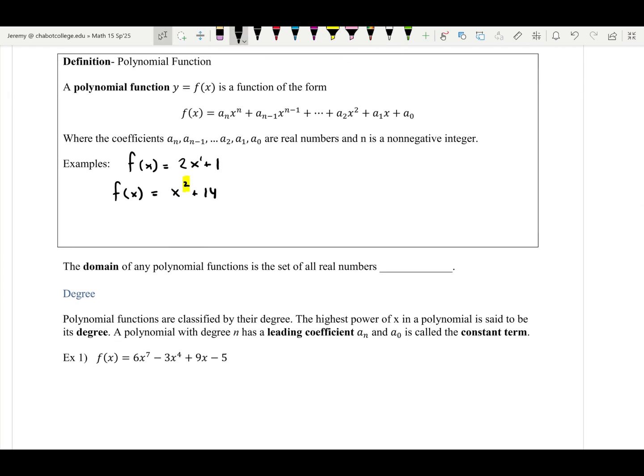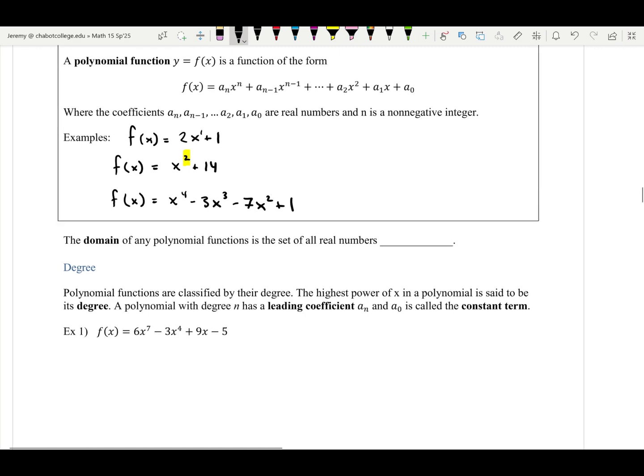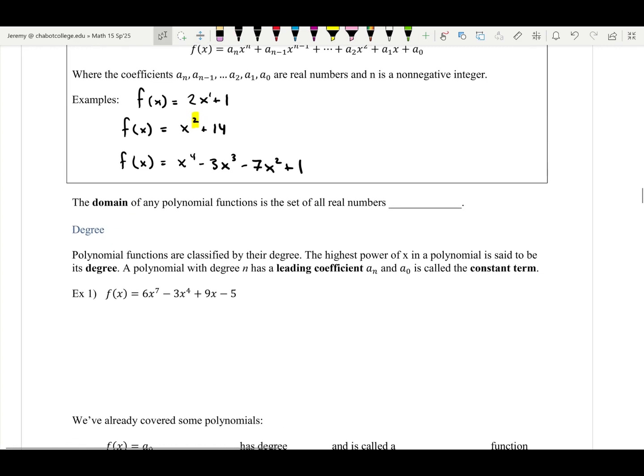And then we'll also see higher degree polynomials. So last little example, things like this: x to the fourth minus 3x cubed minus 7x squared plus 1. This is a fourth degree polynomial because the highest power that we see on x is 4. We soon will be comfortable looking at these, evaluating them, and graphing them as well.